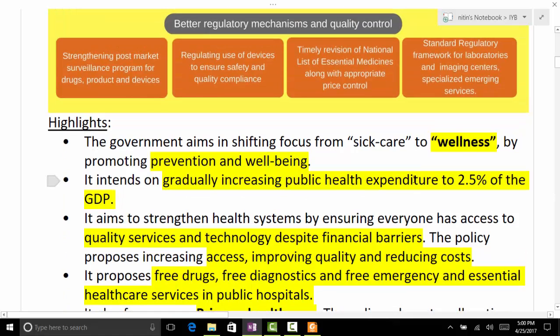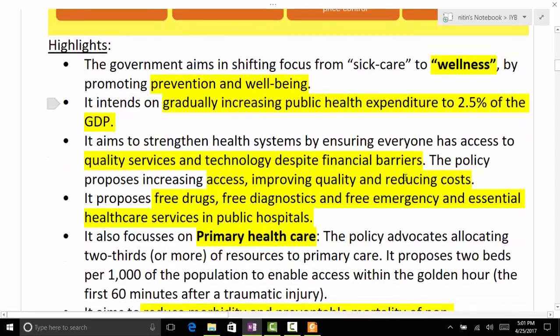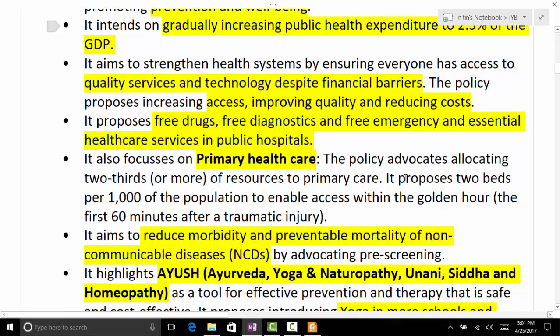The first point says that instead of sick care, the shift is to wellness. So the overall well-being of a person is the objective, and the focus would be on prevention. Prevention and well-being. Increasing the public health expenditure. If you include both, I read some data 1 or 2 years ago: total health expenditure was 4%. But as I read recently, it is more than 4%, around 4.7 or 5%. So you need to see whatever is written exactly. One thing is total health expenditure, which includes both public and private. Here we are talking about public health expenditure, which is to be increased to 2.5%. Presently it is around 1.2%.